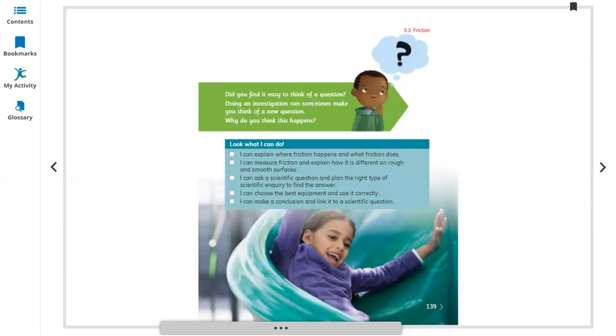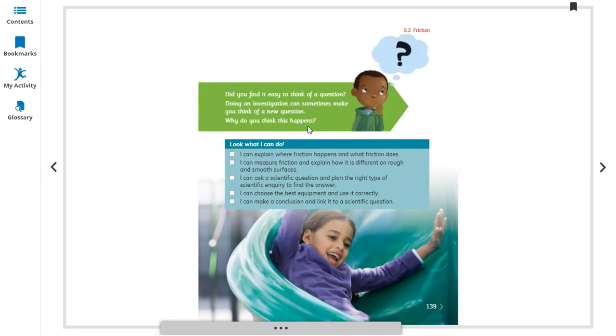Did you find it easy to think of a question? Doing an investigation can sometimes make you think of a new question. Why do you think this happened? Obviously, when you're doing an experiment, there are a lot of questions in your mind. For example, if you're dragging a thing or pulling your bike or your car on the floor, what happens if you pull it on a watery floor, or on the carpet, or on a clean surface? What happens if you put it on other surfaces?